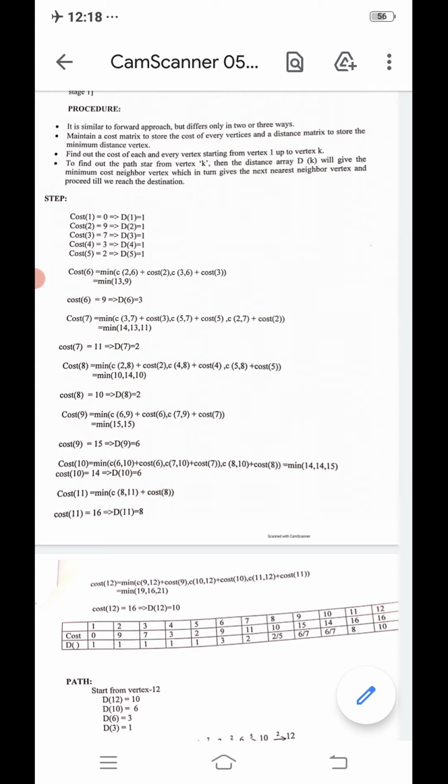Now which value is the minimum? 19, 16, 21. 16 value is minimum. Cost of 12 will be assigned to 16. Now destination of 12 will be 16. In which cost do we get it? Cost of 10. That's why we make the destination of 12 will be 10. Okay, in cost of 10 we can get it, that's why we make destination of 12 will be 10.